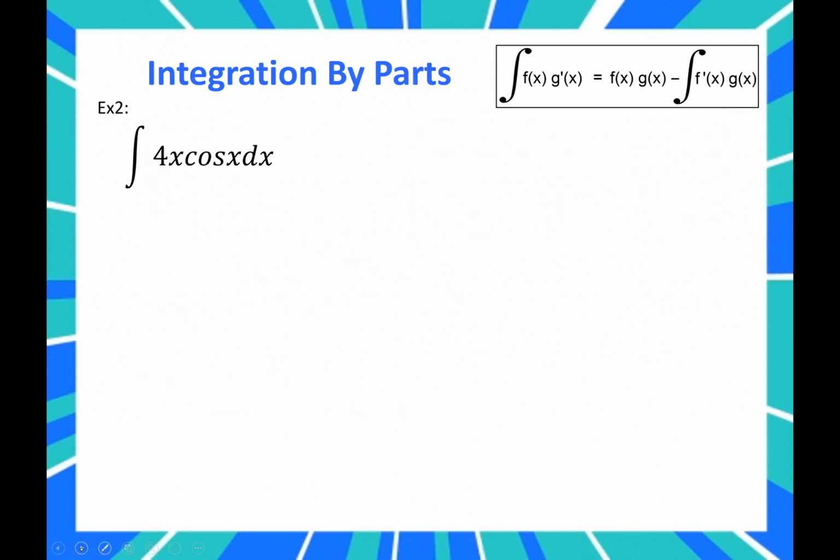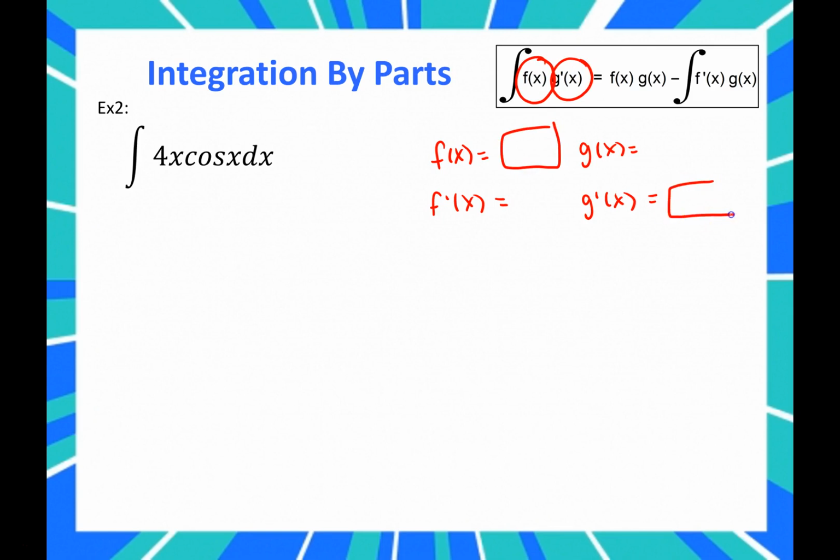All right, here's our next problem. And the first thing you're going to do is quickly write down f of x equals, f prime of x equals, g of x equals, and g prime of x equals. And again, we've got to choose an f of x and a g prime of x. So we have to choose this thing and this thing, and we have to find it in here.